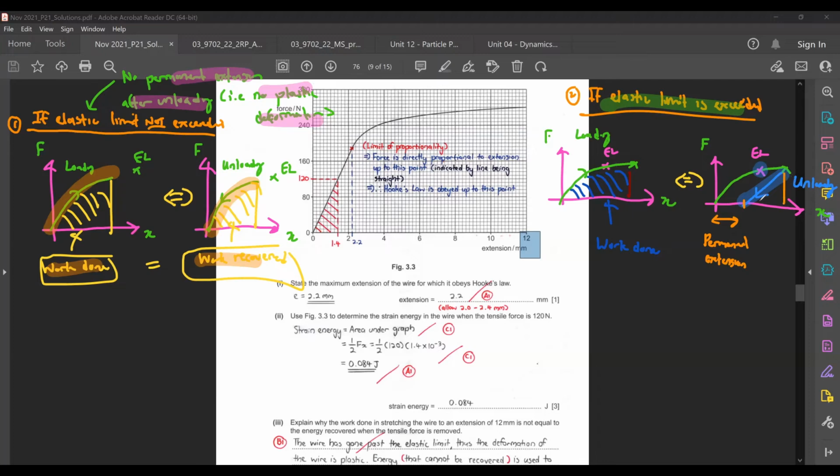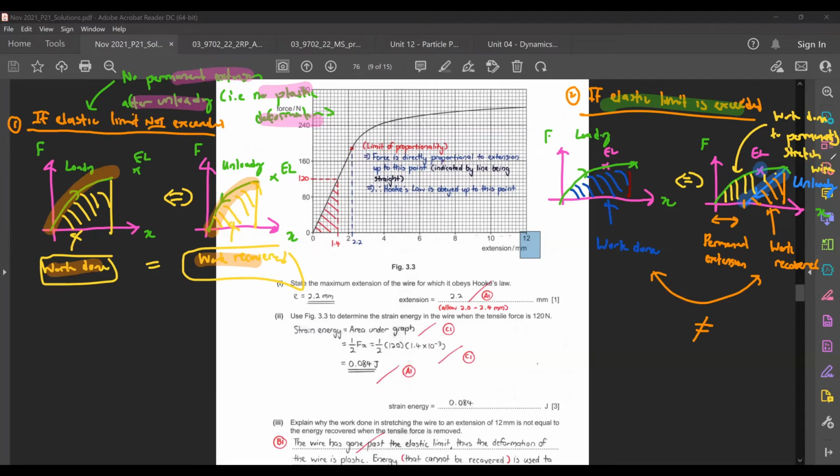All right, and this little area here is the work that is recovered. Okay, so your work done and work recovered is not the same. It's less. So what actually happened here is this. Wait, no, let me just redraw this. One color can I use? No color, yellow. Okay, this little area here is the work done to permanently stretch the wire.